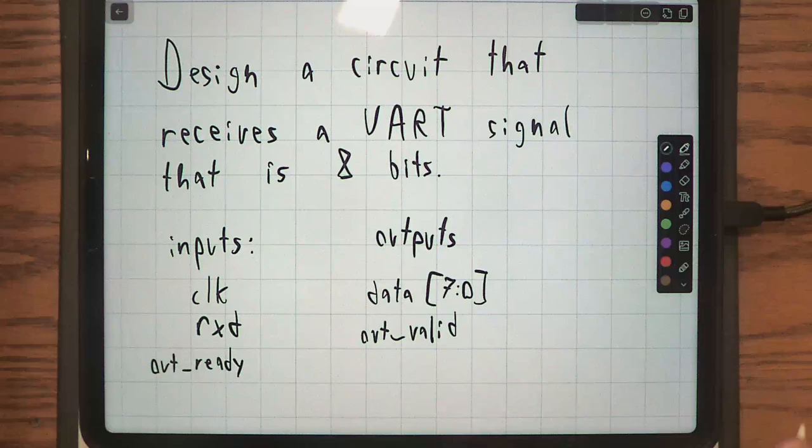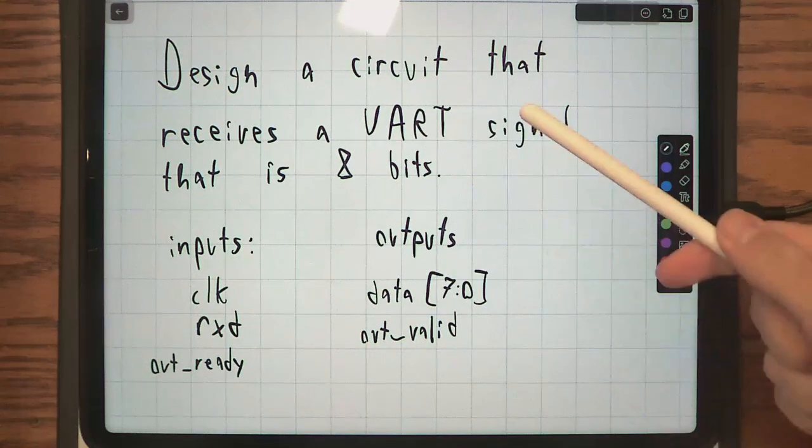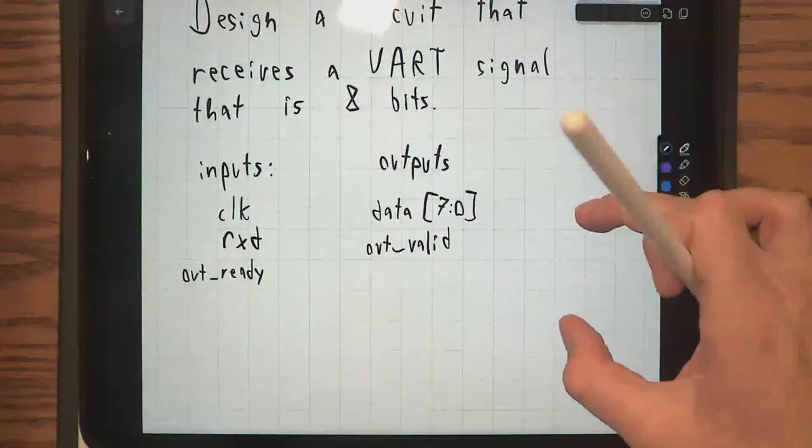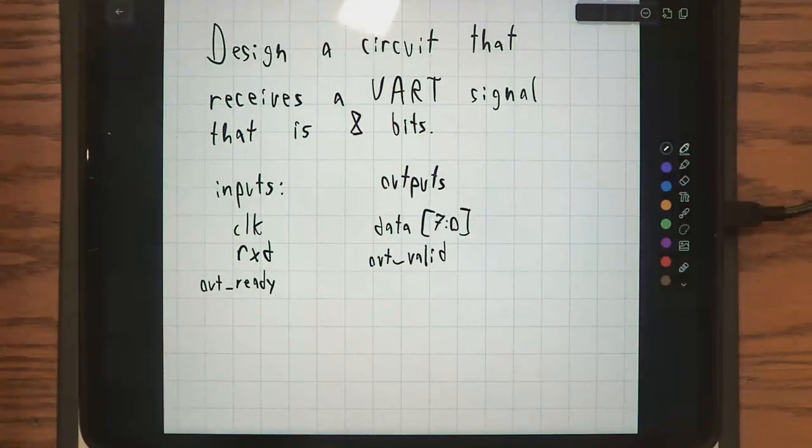So UART. This is just one single wire, this RX wire, and it's serial. Can anyone explain to me what the UART signal should look like in this case? Yeah? Should have 7 data bits and 1 parity bit. Sure. Maybe in this case, we just assume no parity bit.